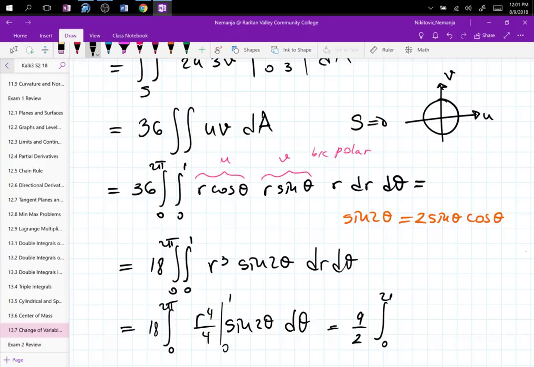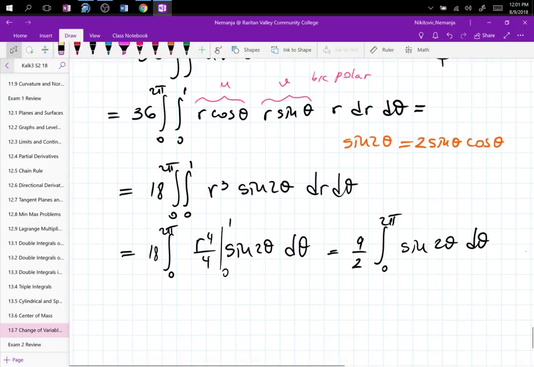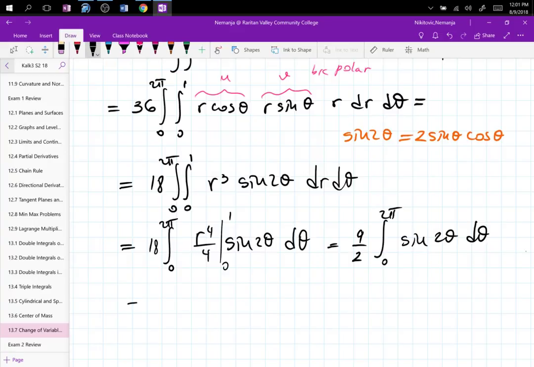Integral 0 to 2 pi, and then I have my sine 2 theta d theta. Now that's gonna give us 0. Rip, right? But such is life.